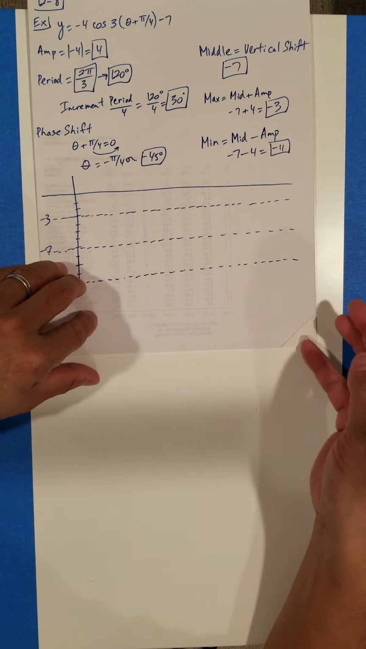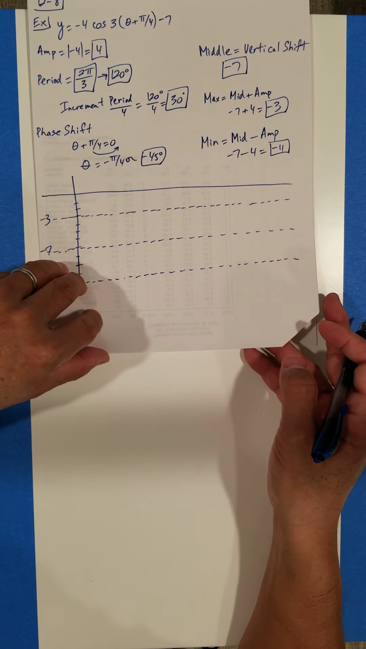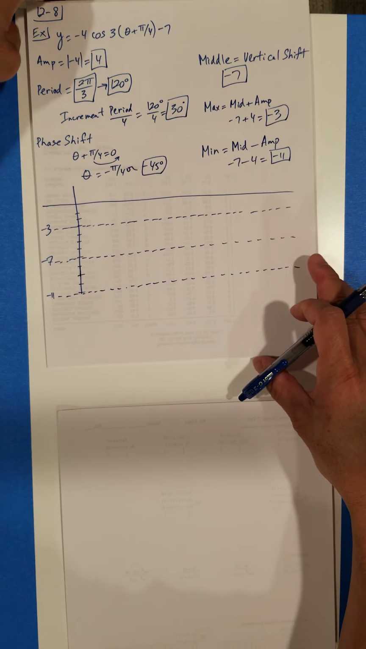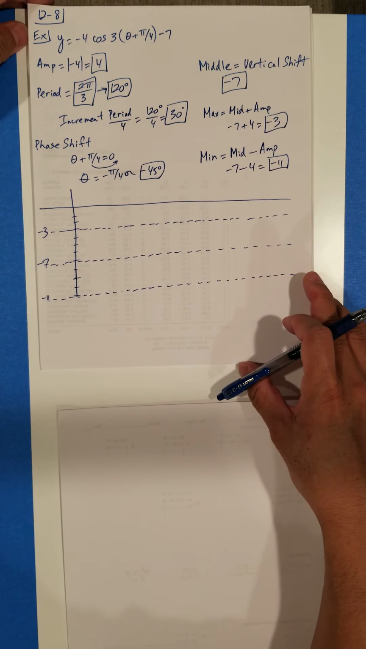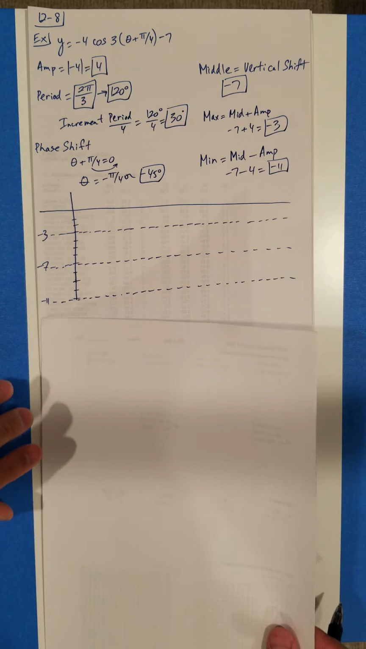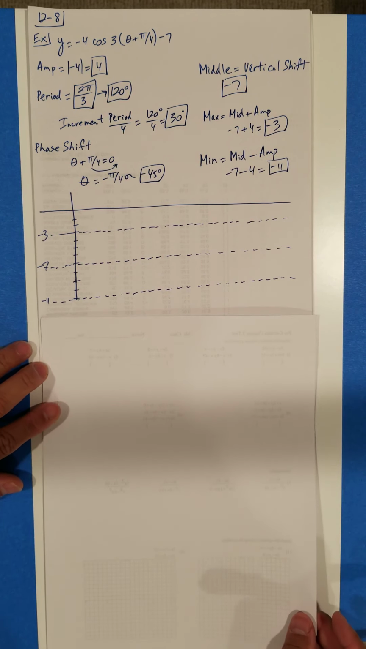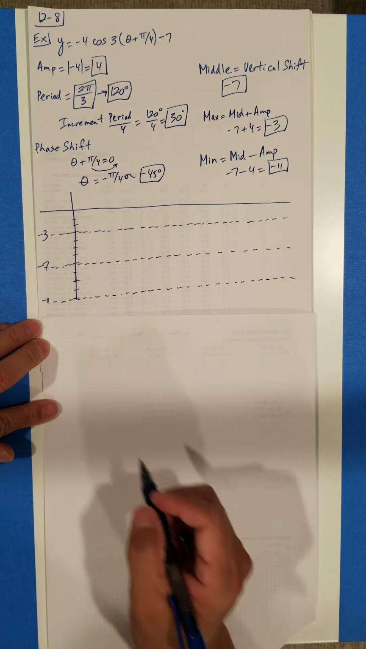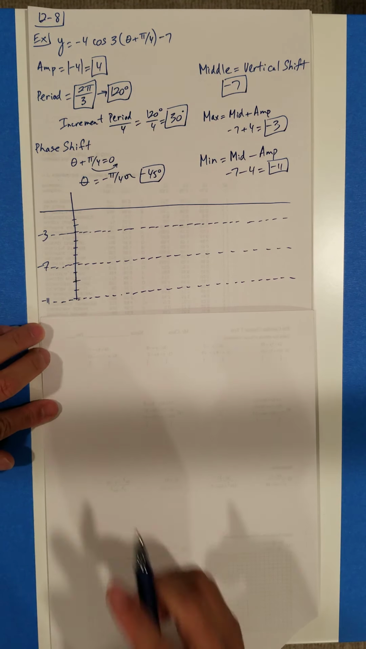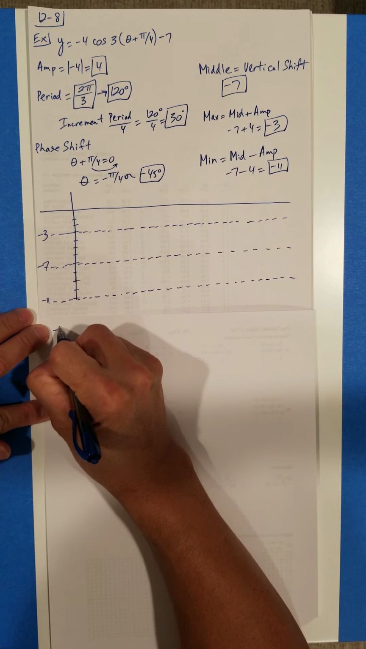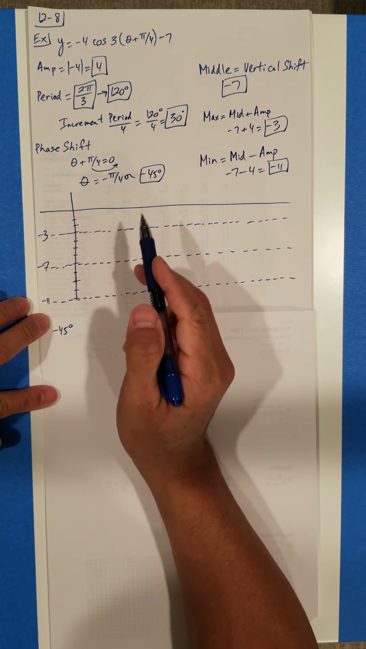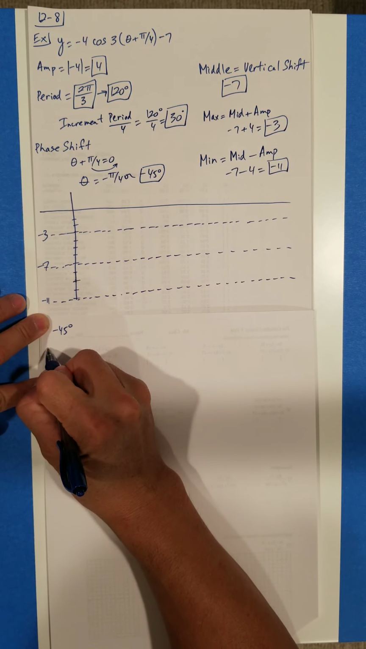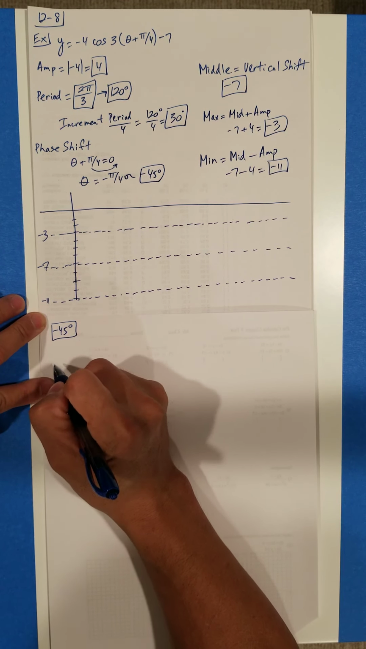Okay, so now we got to do some computations to get these points. Let's get some points going. So first, we always start with the phase shift. So starting at -45 degrees, we always start at the phase shift. That's why it's important for us to find that. So we plug this in as our first angle.